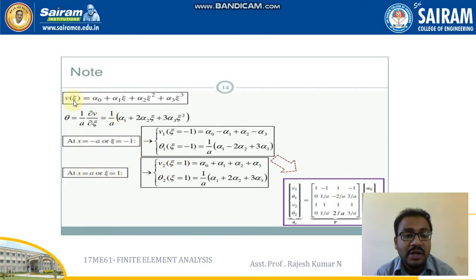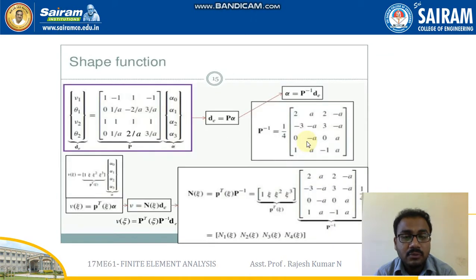So v is equal to v2, that is zeta is equal to plus 1, which is nothing but alpha naught plus alpha 1 plus alpha 2 plus alpha 3, because zeta equal to 1. So wherever zeta is there, if you substitute in this, you will be getting 1. Similarly coming to theta, here also zeta will be getting 1. So 1 by a of alpha 1 plus 2 alpha 2 plus 3 alpha 3. So if you substitute everything in this particular equation, we will be getting this. I hope it is very clear how we got this particular step.